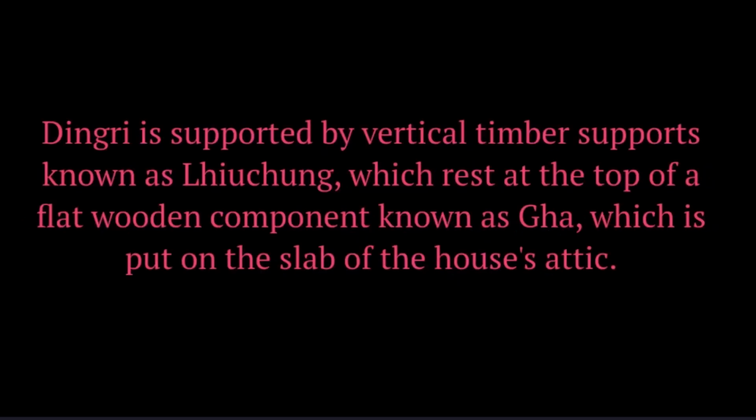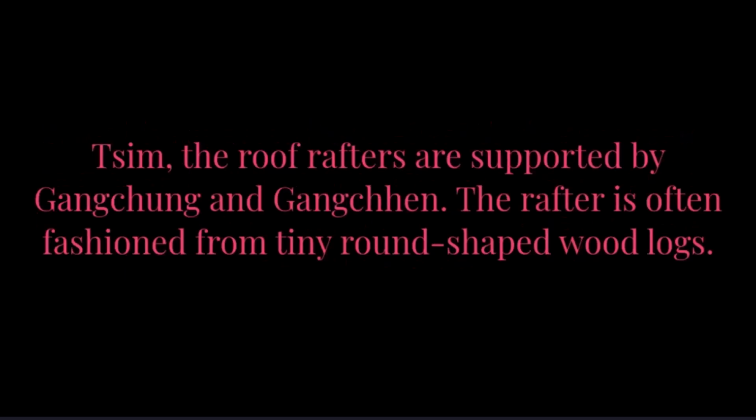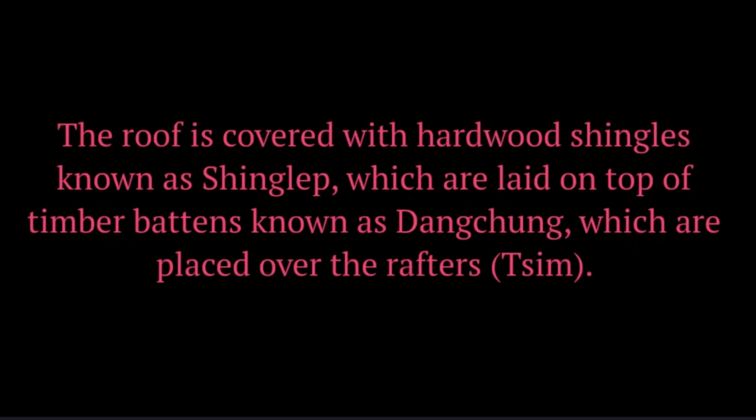Dingri is supported by vertical timber supports known as liachung, which rest on top of a flat wooden component known as ga, which is put on the slab of the house's attic. Sim, the roof rafters, are supported by gangchung and gangchen. The rafter is often fashioned from tiny round-shaped wood logs. The roof is covered with hardwood shingles known as shinglip, which are laid on top of timber battens known as dangchung, which are placed over the rafters.